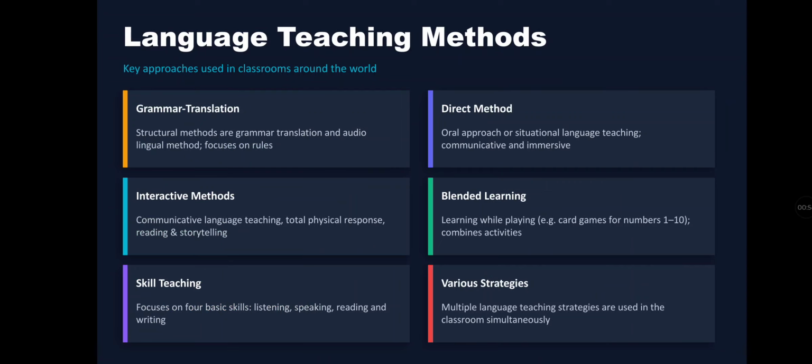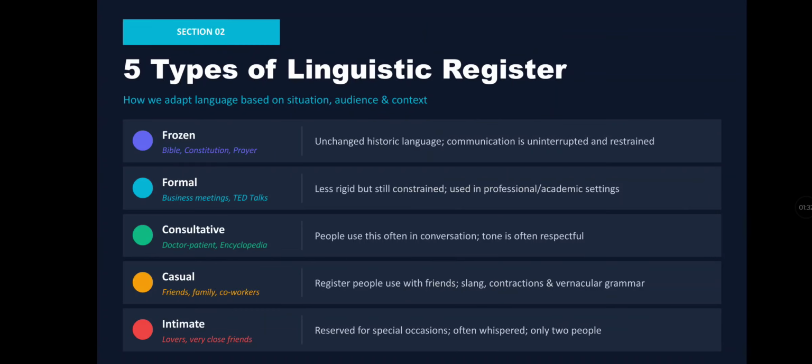Structural methods are grammar translation and audiolingual methods, which focus on rules. Then come the direct method, oral approach or situational language teaching, communicative and immersive. Then come interactive methods, which are communicative language teaching, total physical response, reading and storytelling. Then comes blended learning, which is learning while playing, for example card games from number 1 to 10, combined activities. Then comes skill teaching, which focuses on four basic skills: listening, speaking, reading, and writing. Then come various strategies, so multiple language teaching strategies are used in the classroom simultaneously.